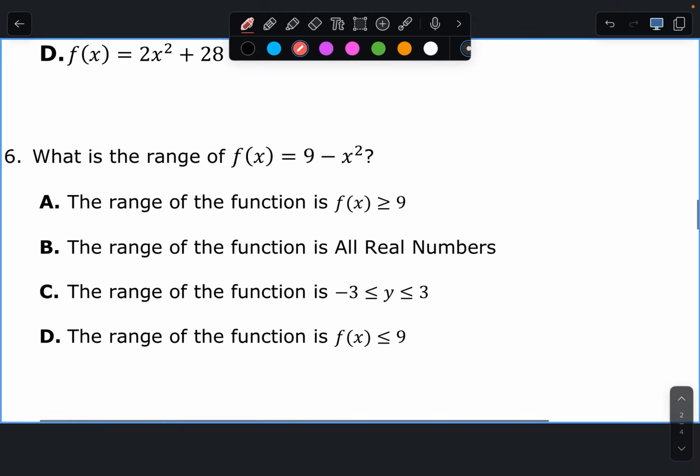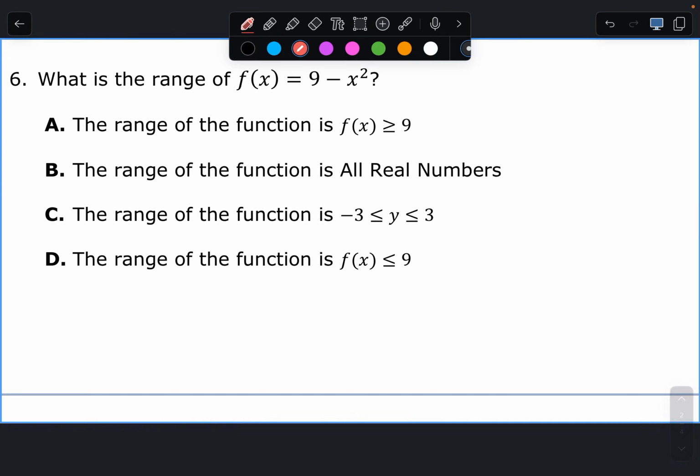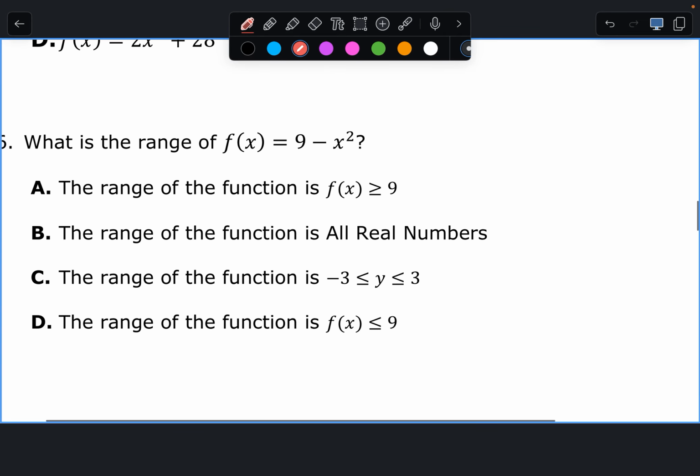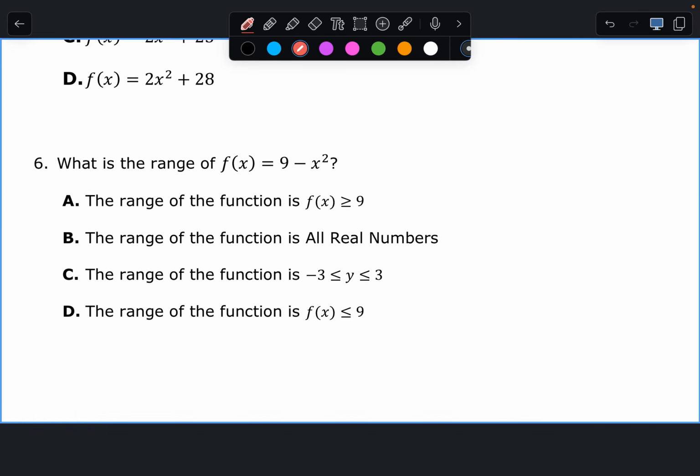All right. Looking at number 6. What is the range of this equation? Yes, we've already seen this equation with another problem, but in this problem, do these numbers mean anything? Yes or no? Is there context? Is there a story? No. So that means this parabola has arrows.